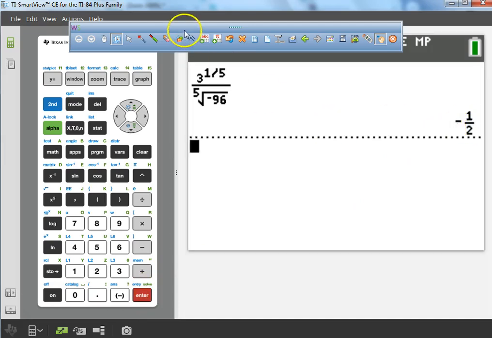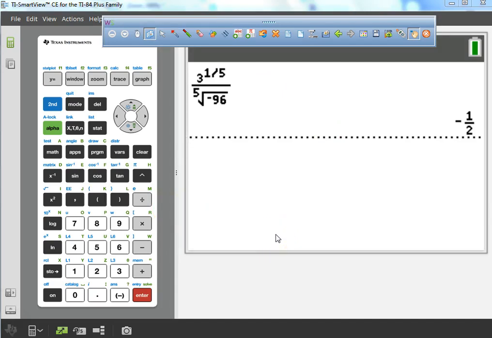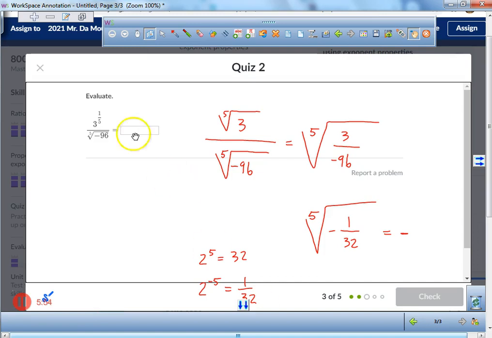Yeah, but for this one, that's what you could do in the calculator. But I showed you how to do it by hand because I'm awesome. Well, that's what C-Swizzle says, but he tells me I'm awesome all the time. So thank you, C-Swizzle. You're awesome too.